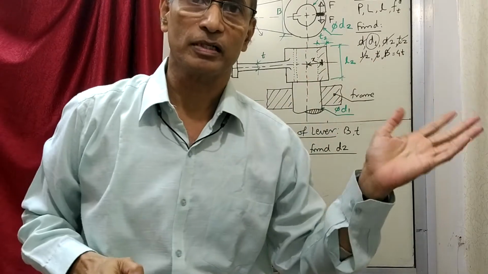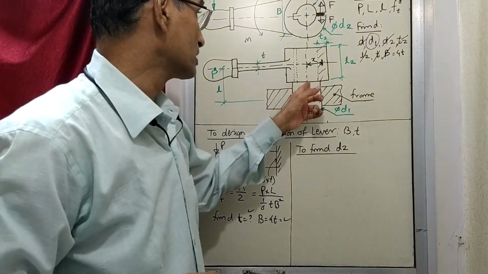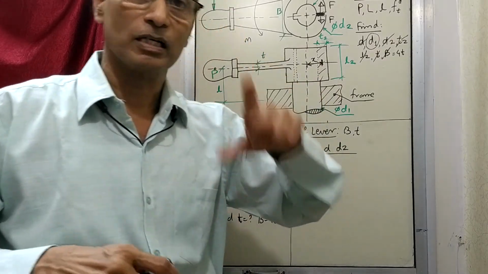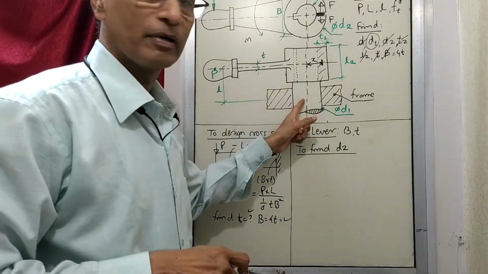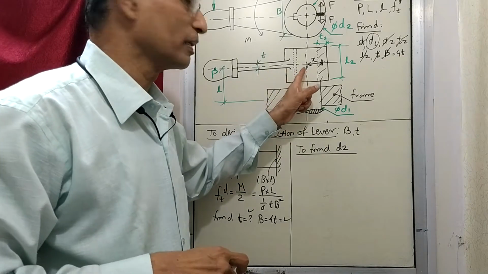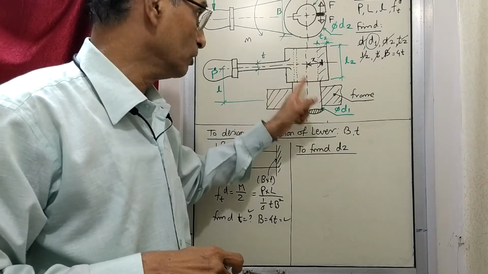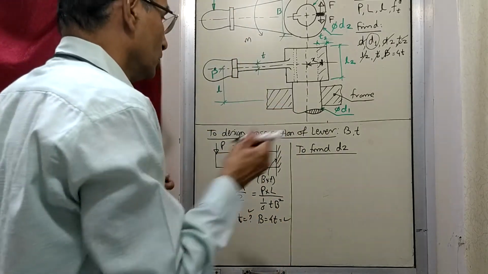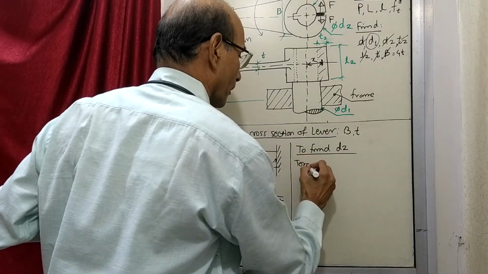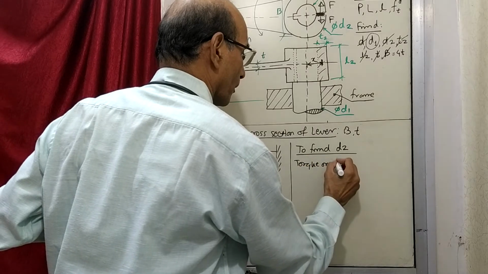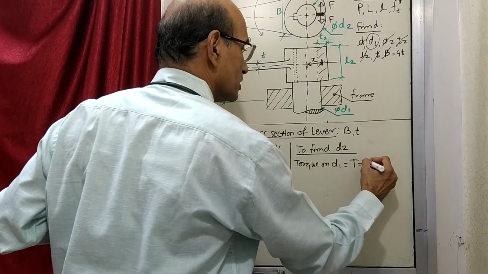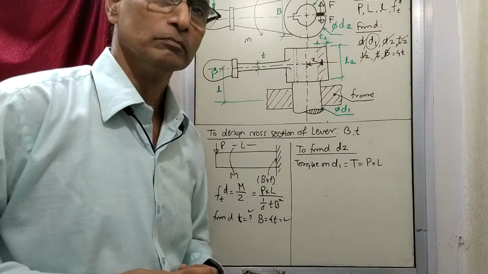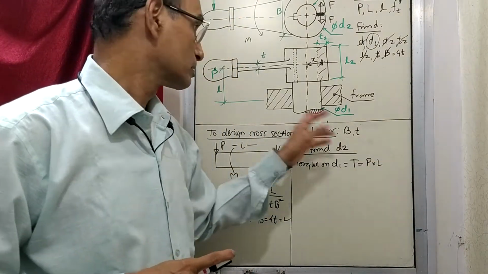Based on that, we have written some earlier equation. So one thing is, this diameter is under twist, so this diameter is also going to be under the twisting action. So there is a torque acting on this diameter D1, same as the torque that is acting on D. Like D, D1 is also experiencing a torque which is equal to P into L. So I'll write here: torque on D1 is equal to, I'll call it T, which is P into L. Torque on D1 is this, on this diameter.